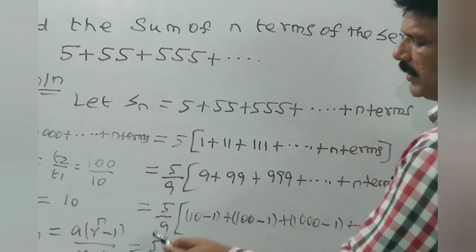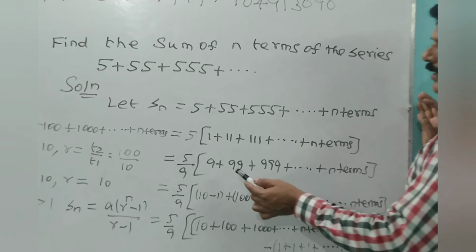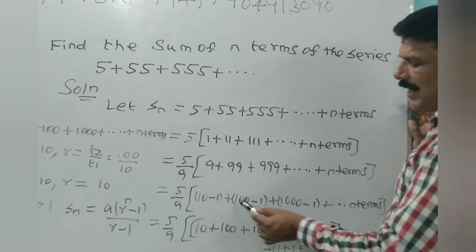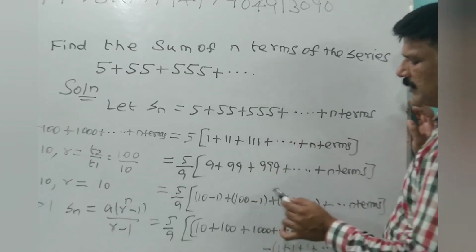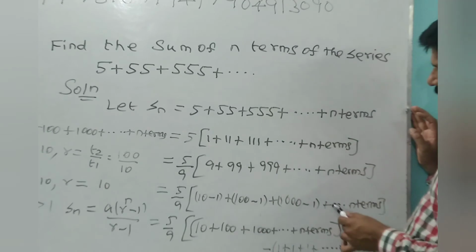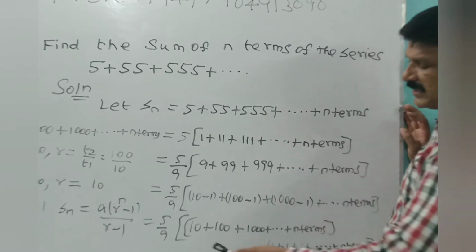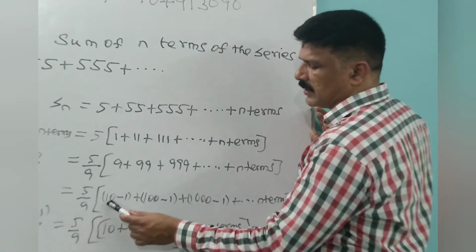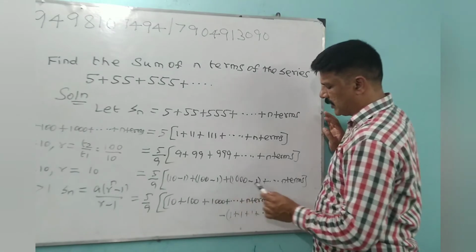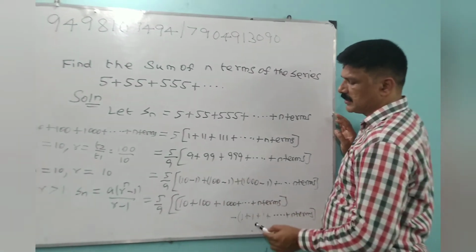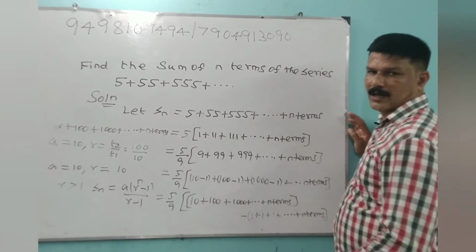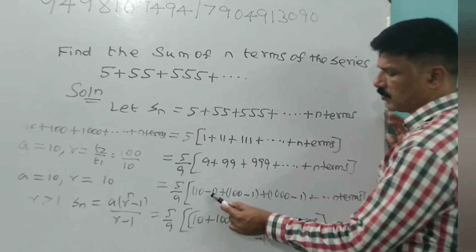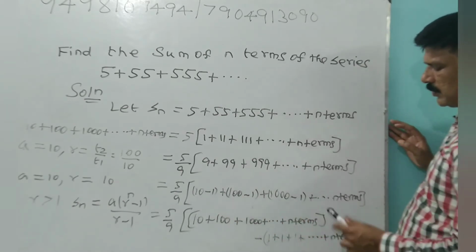Next step, 5 by 9. We can write 9 as 10 minus 1, then 99 as 100 minus 1, plus 1000 minus 1, 999, plus etc., n terms. Next step, we split the given series into 2. The first series is 10 plus 100 plus 1000 plus etc., n terms. Next step, we take minus common outside. So inside all the terms are plus: first term plus 1, again plus 1, again plus 1, plus etc.